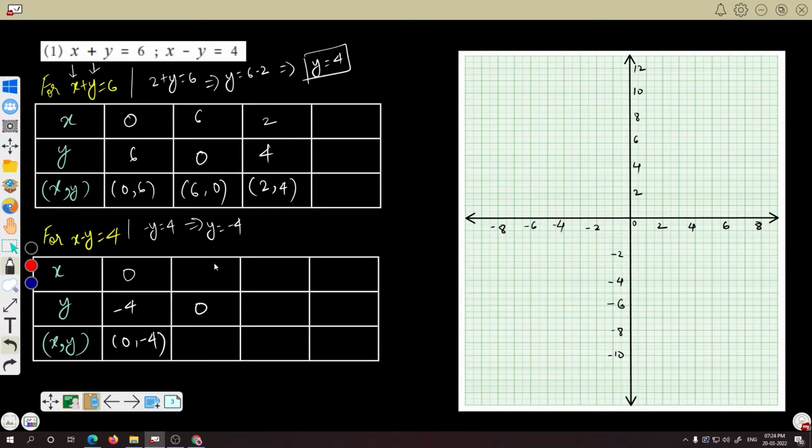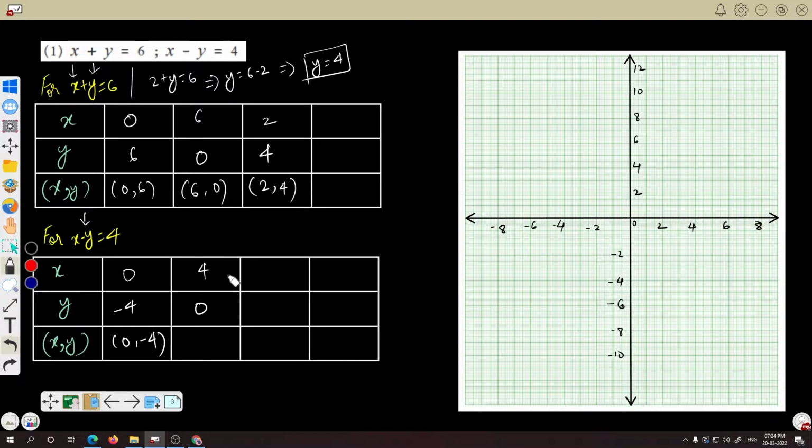Now I will take y as 0. If I take y as 0, then x will be 4. Now we look for some other value for the third point. I'll erase this.